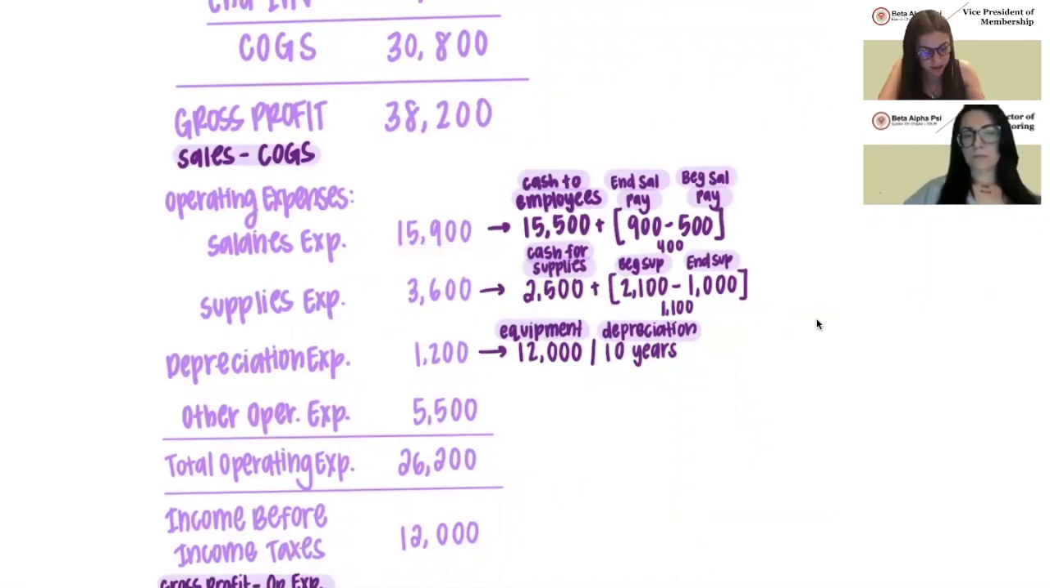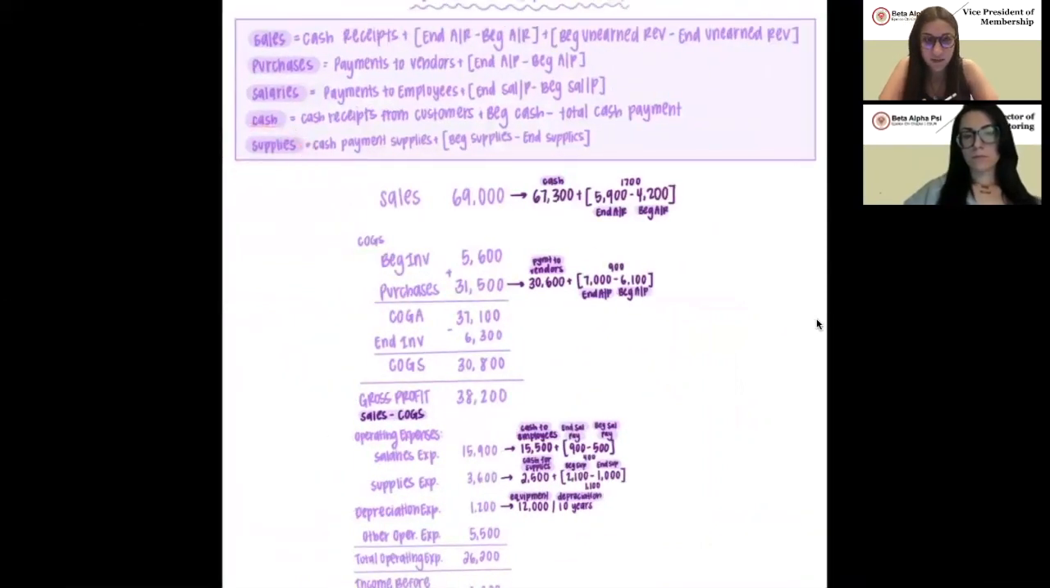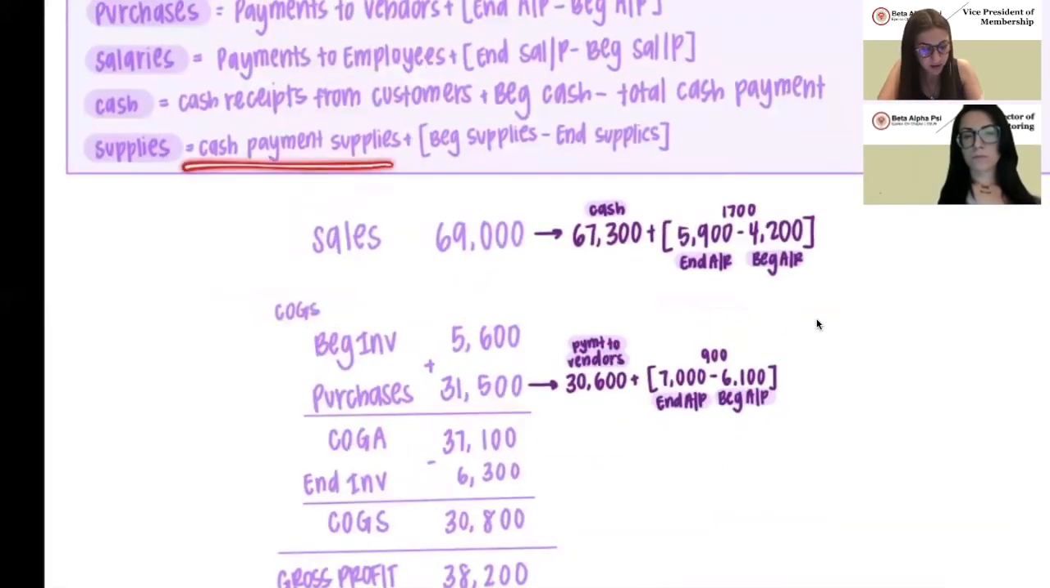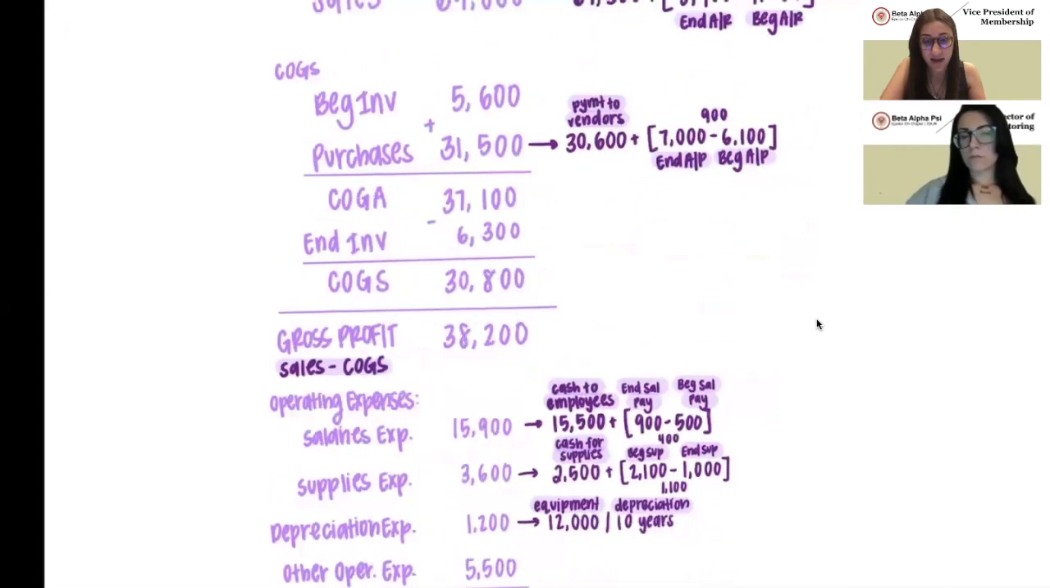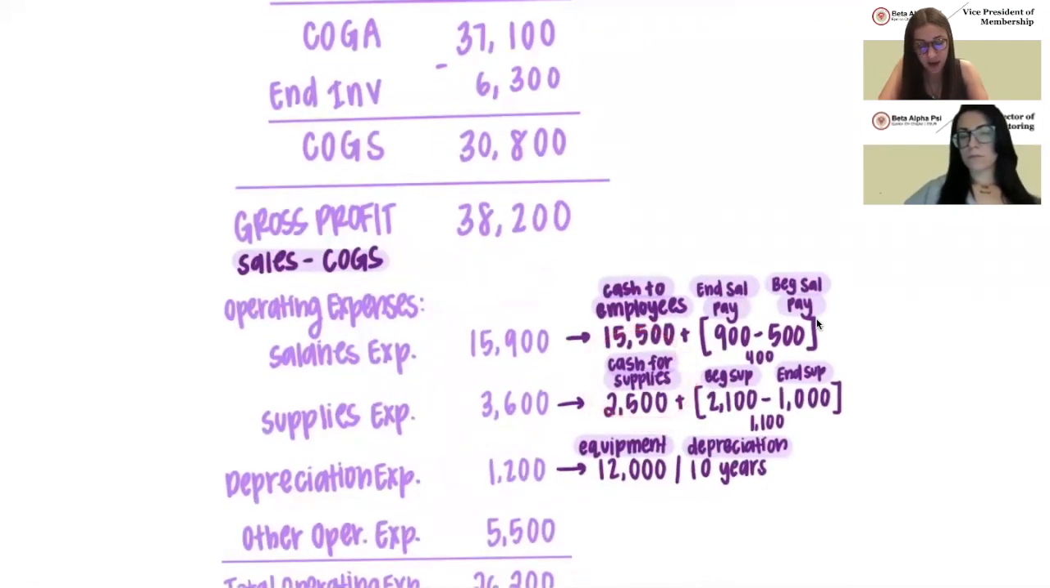All right, so supplies expense. We also have a formula for supplies. In addition to the cash payment for supplies, we need to see how much supplies has decreased during the year. If we buy supplies, we are going to debit supplies and either credit cash or accounts payable, right? But once we use those supplies, we debit supplies expense and we credit supplies. And so we need to see how much supplies has decreased during the year to see how much our supplies expense has increased. So first, let's find the cash that we paid for supplies.